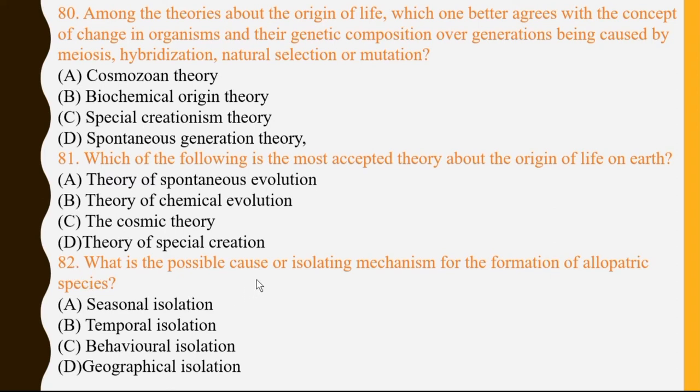What is the possible cause or isolating mechanism for the formation of allopatric species? A. Seasonal isolation. B. Temporal isolation. C. Behavioral isolation. D. Geographical isolation. So the correct answer is choice D.